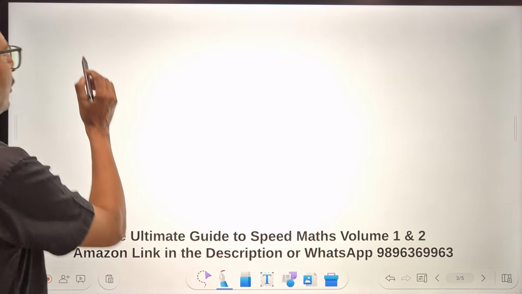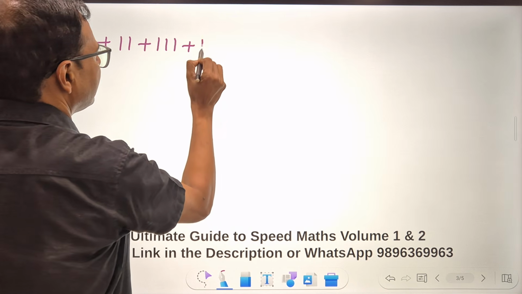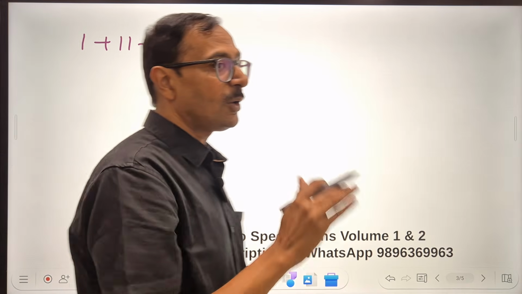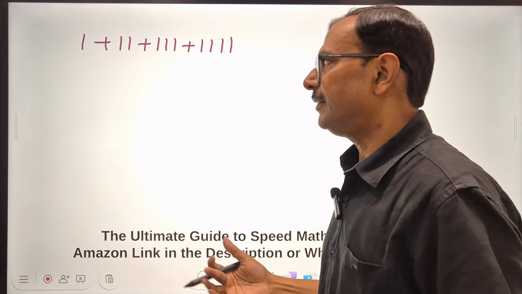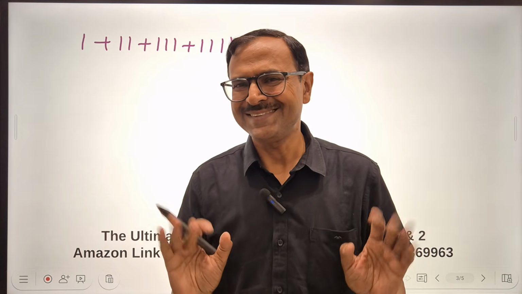So adding repeating numbers. I'll take a very basic example first. How about adding 1 plus 11 plus 111 plus 1111? See, I'm not missing out on anything. It is a pattern: 1, then 2 ones, then 3 ones, then 4 ones. What do you get here? Very easy, right? This seems to be very easy.